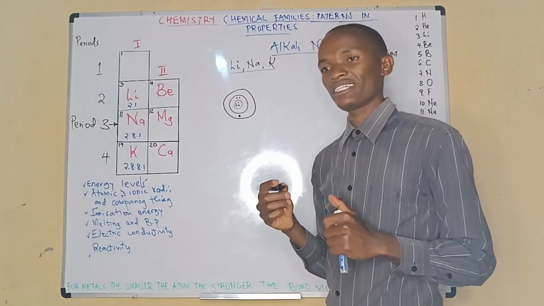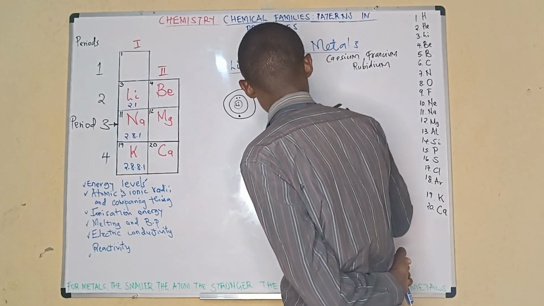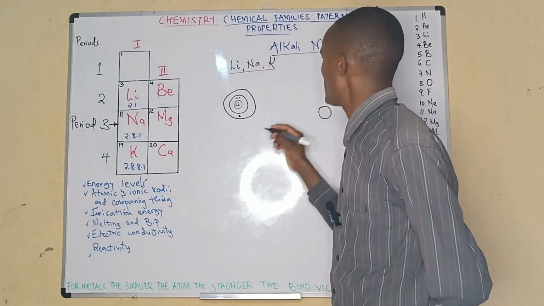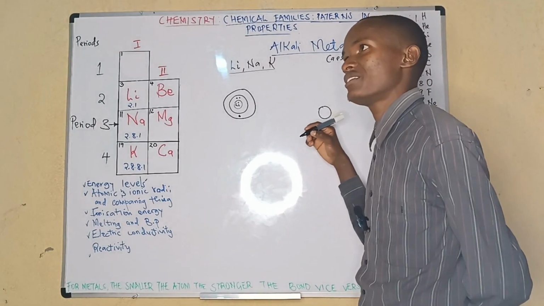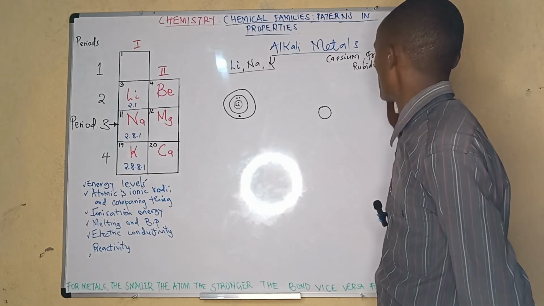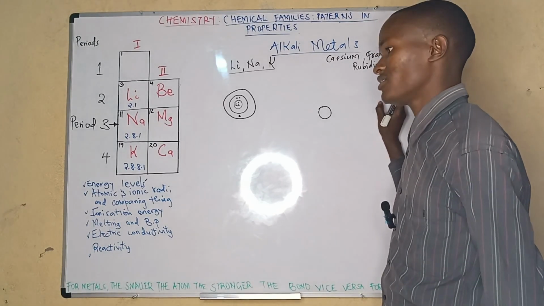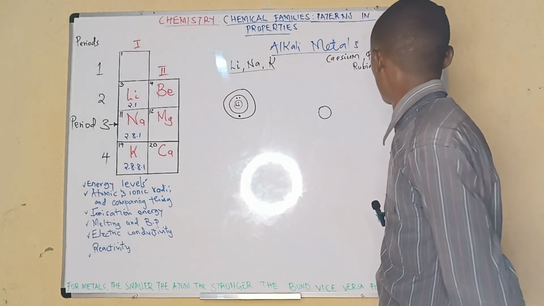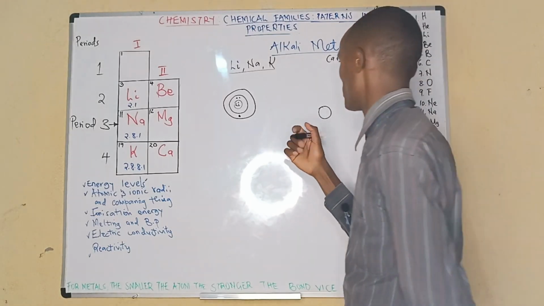Potassium is atomic number 19 with the symbol K. Therefore, since it is atomic number 19, the configuration is: the maximum number of electrons in the first energy level should be 2. In the second, it should be 8. That is a total of 10. In the third, it should be 8. That is 18. We are left with 1 electron that falls in the fourth energy level. So in short, it has 4 energy levels.